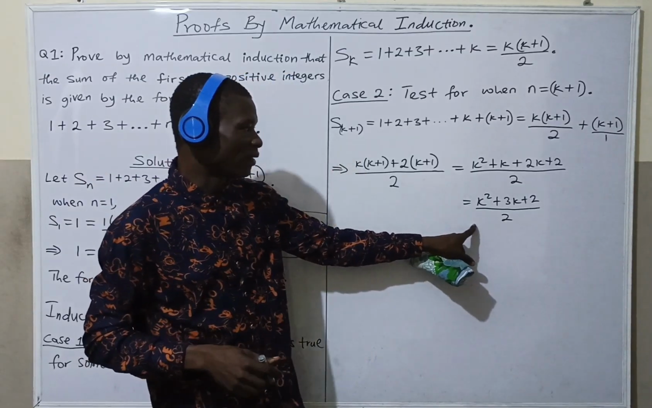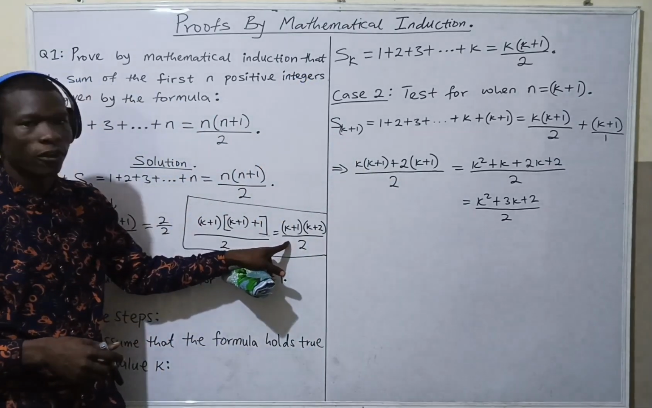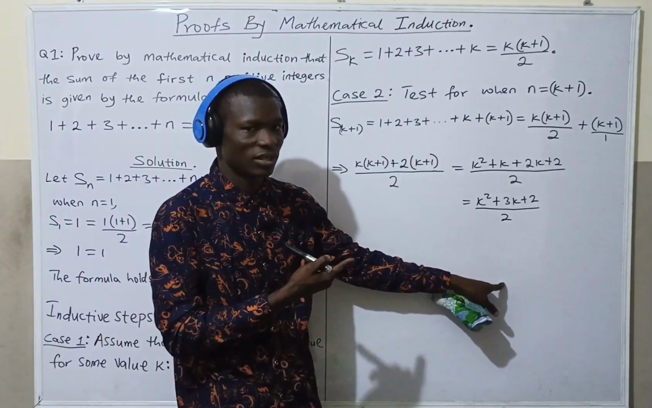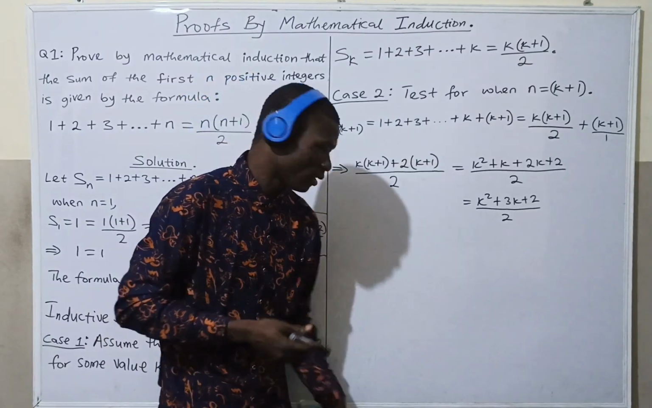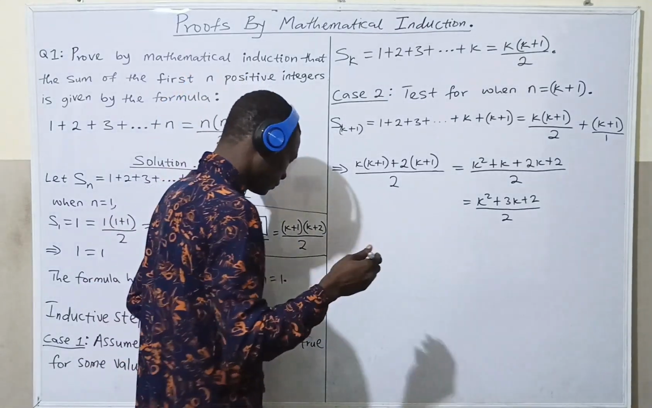Then from here again, I will now say, what can I do to bring this format back to this particular format which I want? I'll now start factorizing again. You see that that journey is kind of long, right? But no problem. If it works for me, I am good.